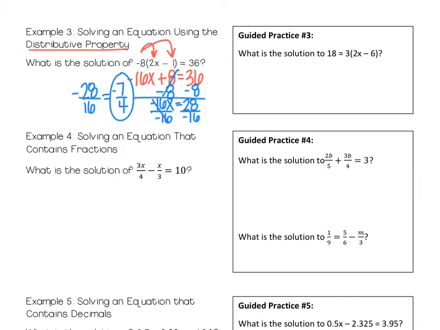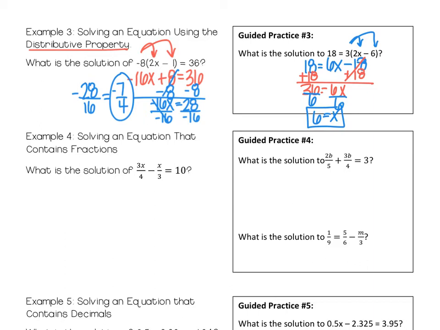Okay, guided practice number 3. I want you to use the distributive property to solve this one. Pause the video, try it on your own, and I'll give you the answer in just a second. Okay, you get 18 equals 3 times 2x is 6x, minus 3 times 6 is 18. To solve it, you're going to do the backwards order of operations, so we're going to add 18, and we get 36 equals 6x. Divide both sides by 6, and you get x equals 6.